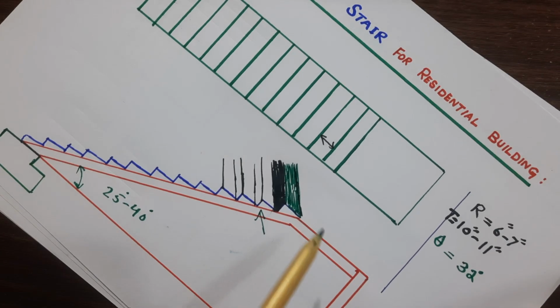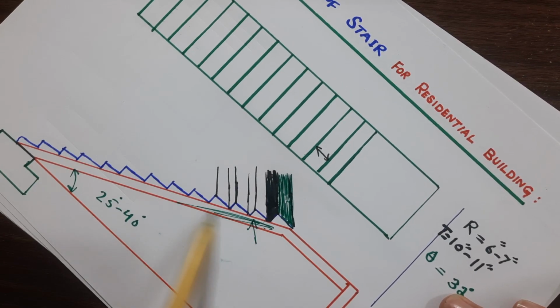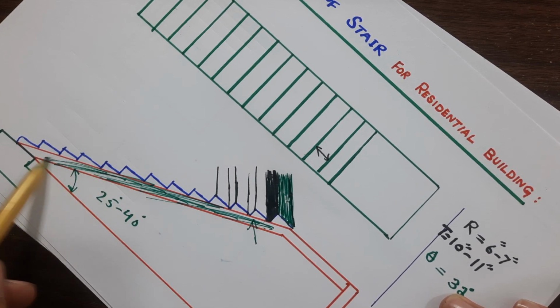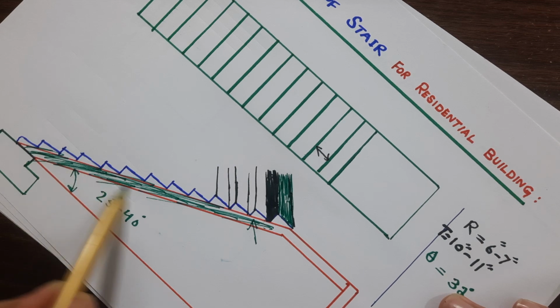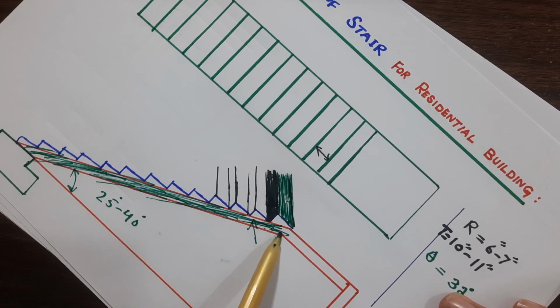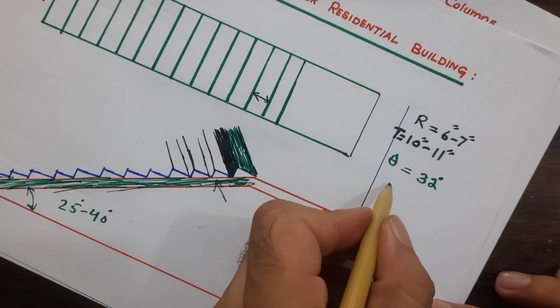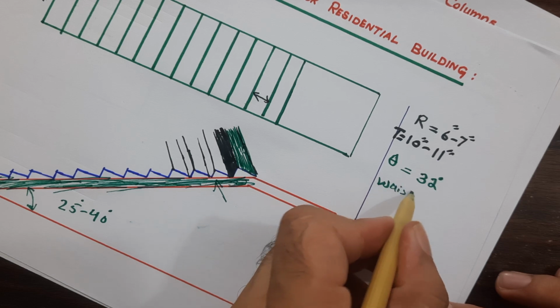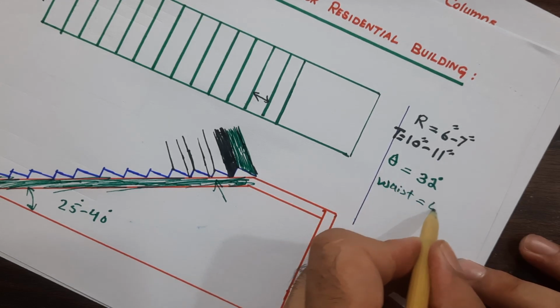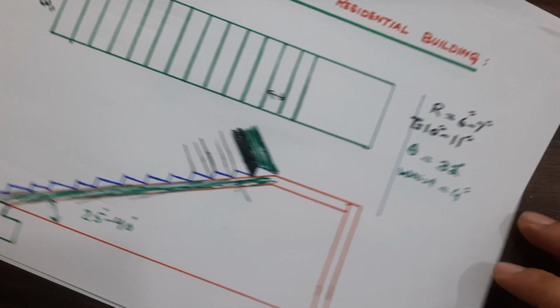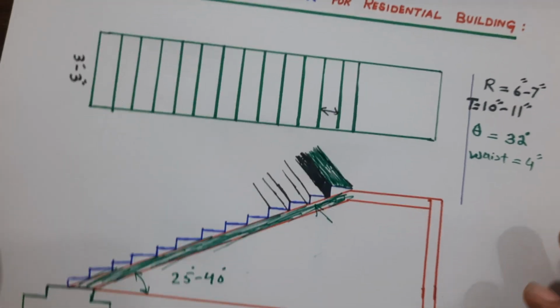Let me show you in hatching. So this is the waist. Here the waist, normally, you can keep up to 4 inches. Don't use less than 4 inches.